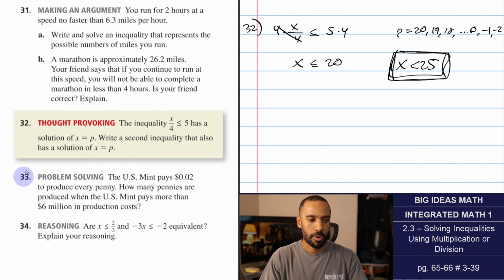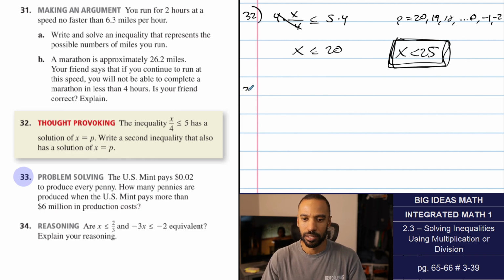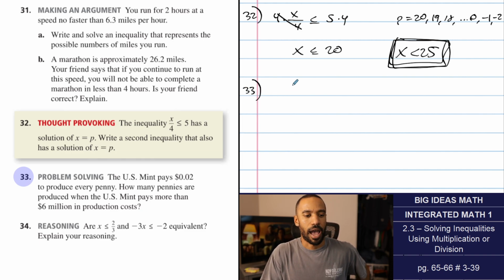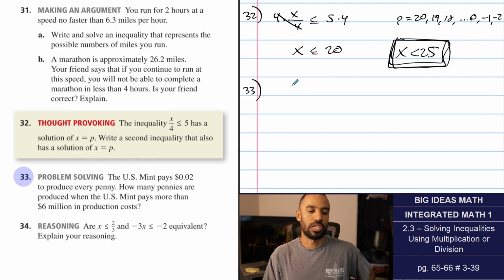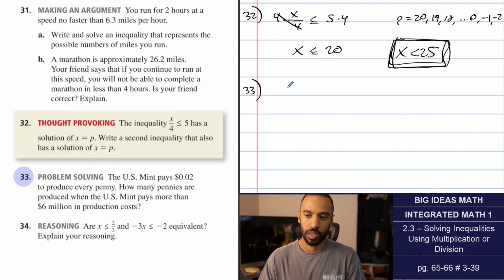Number 33, problem solving. The U.S. Mint pays 2 cents to produce every penny. Oh, that sucks. How many pennies are produced when the U.S. Mint pays more than $6 million in production costs? When they pay $0.02 for every penny times the number of pennies, p, this ends up being more than $6 million.